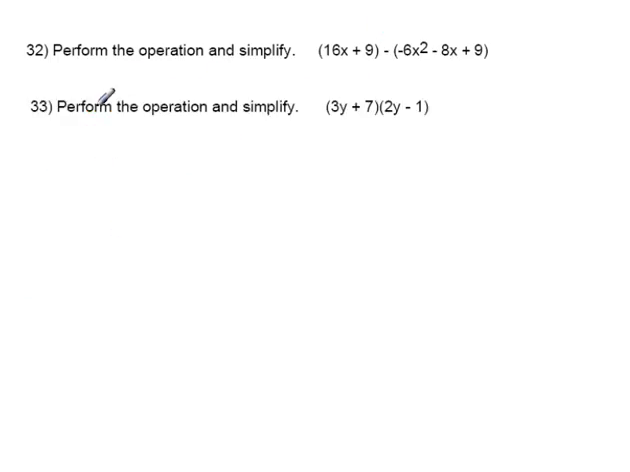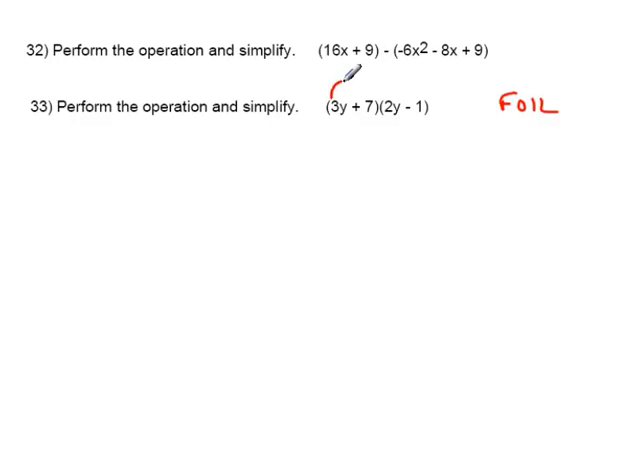Okay, for problem number 33, again, perform the operation and simplify. Notice there is no operation between the two parentheses like in number 32, so this is a multiplication problem. And it's a binomial times a binomial, and with that we use the technique called FOIL, first, outer, inner, last.